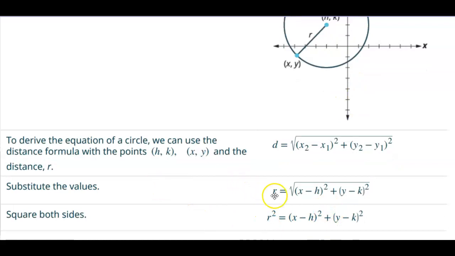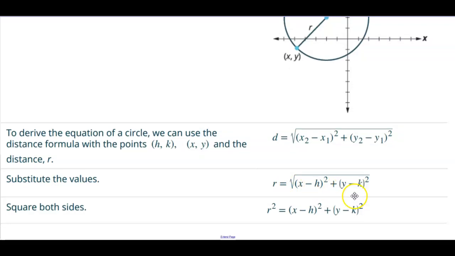So now we have r, which is equal to the square root of (x minus h) squared plus (y minus k) squared. Now, if we want to get rid of the square root symbol, we can square both sides. If we square both sides, we end up getting r squared, and over here we end up getting (x minus h) squared plus (y minus k) squared. And therefore, that is the formula for the circle.